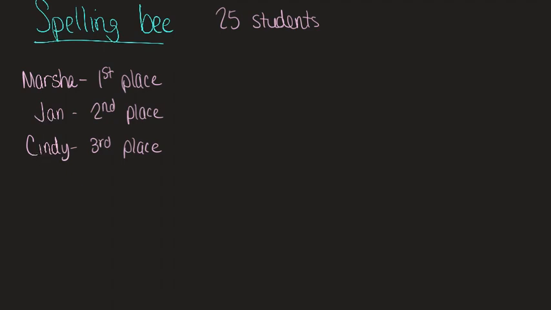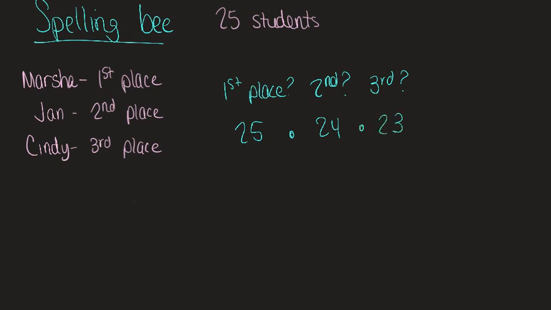So, how many people could be first place? If 25 students are on stage, we have 25 possible people who could place first. Times, how many options do we have for second? Well, we don't have all 25 people because somebody's already placed first, so we have 24. And how many options do we have for third place? 23. If I multiply those numbers together, I get 13,800.